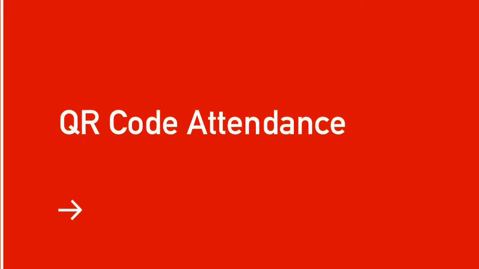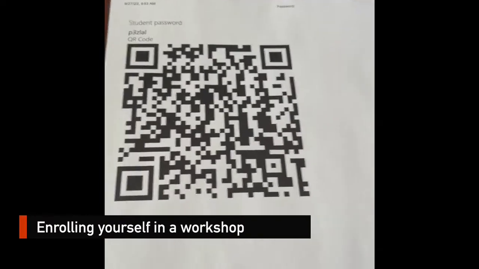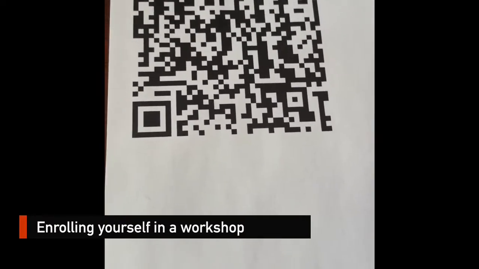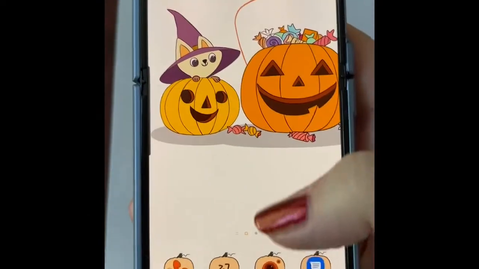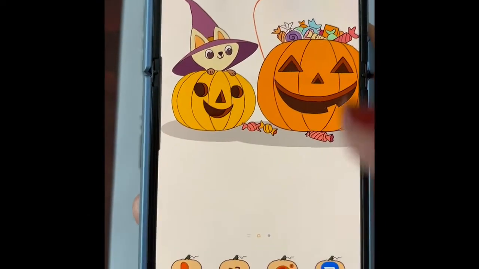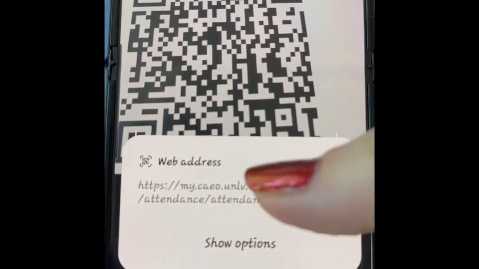Scanning QR codes to take Upward Bound attendance. You'll find QR codes in your classrooms, and what you're going to do is pull out your phone, open up the camera on your phone, and once you open the camera, you'll scan the QR code itself, and it should pop up asking you if you want to open the web address.